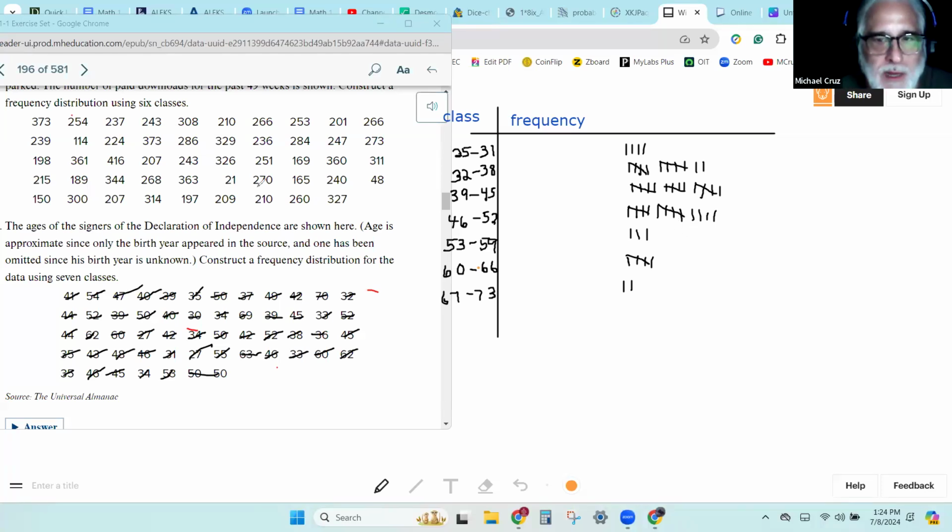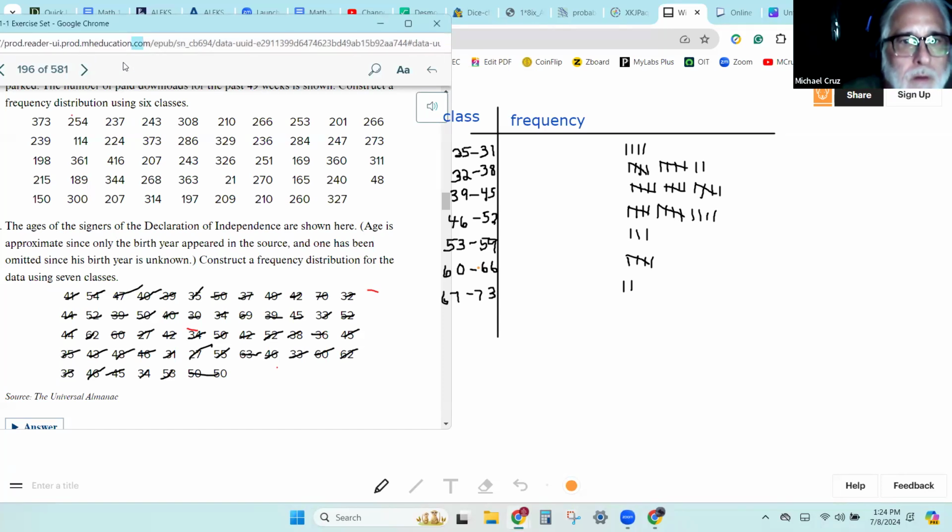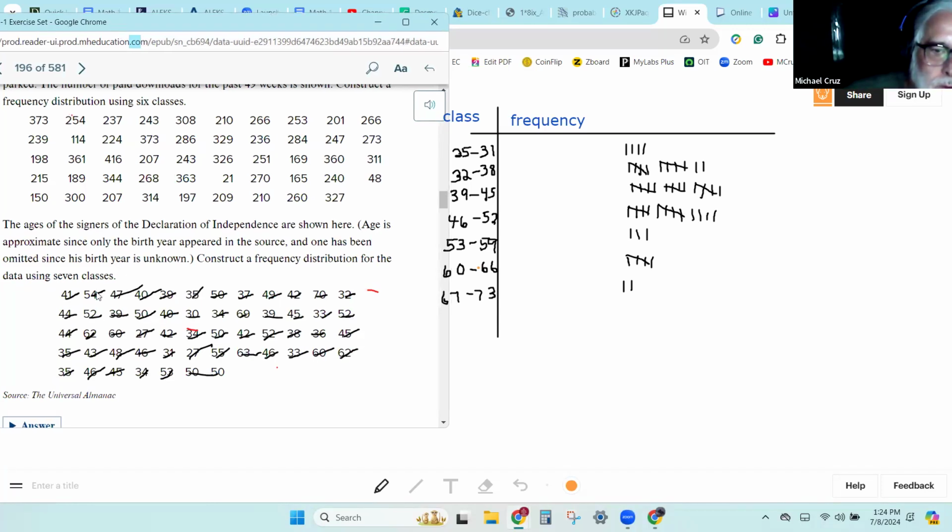Let's just make sure that they add up. They don't tell us how many there are, but let's count them. We can count them. All right. So 1, 2, 3, 4, 5, 6, 7, 8, 9, 10, 11, 12. 1, 2, 3, 4. So that's 48, 49, 50, 51, 52, 53, 54, 55. So it should be 55.